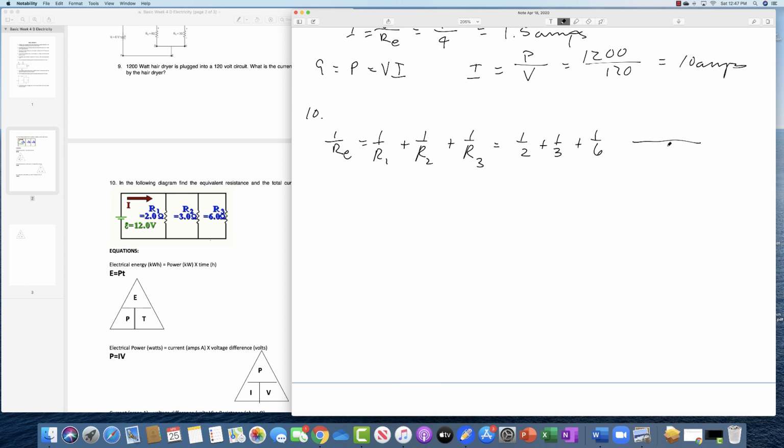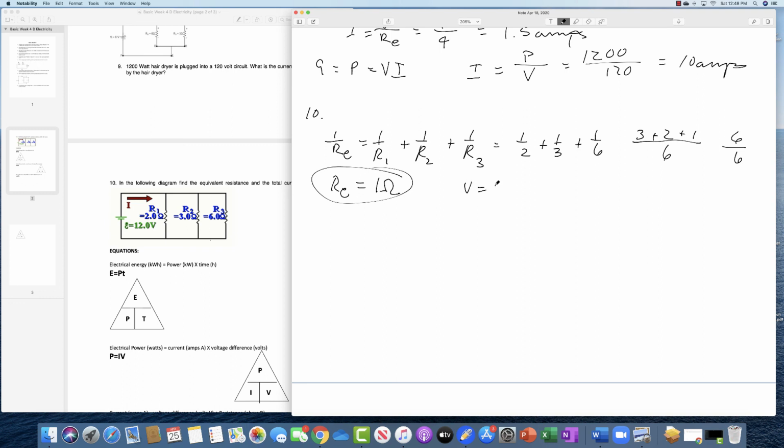Now 6 is the least common multiple here. 2 goes into 6 3 times. 3 goes into 6 2 times. 6 goes into 6 1 time. And so you end up with 6 over 6. So RE is going to be 1 ohm.